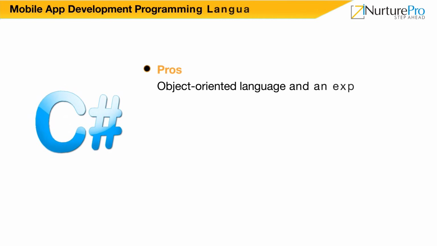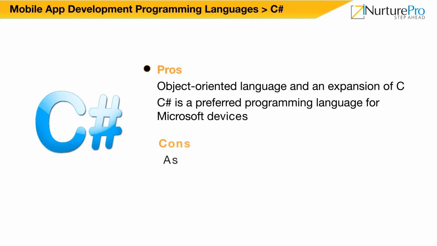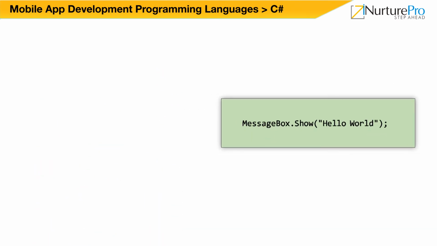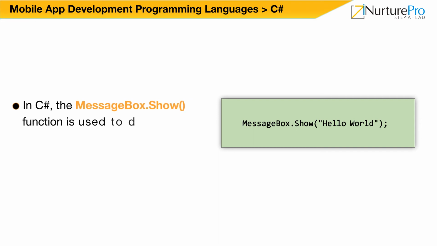The most coveted programming language for Windows Phone app development, C# does the trick for Microsoft that Objective-C does for Apple. Although the Windows Phone platform couldn't emerge as the game changer in the mobile application development industry, for loyal Microsoft users, C# makes a perfect programming language to build robust Windows Phone apps. This is a sample C# code to display a simple message on screen. In C#, the MessageBox.Show function is used to display a simple message on screen.